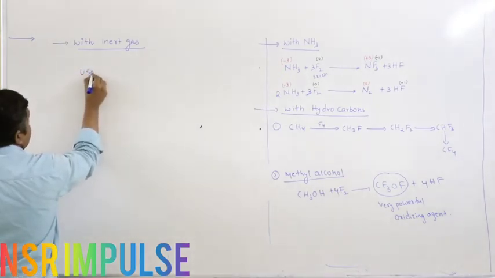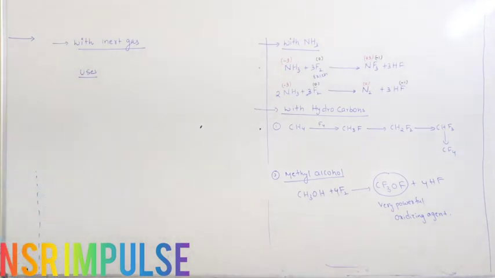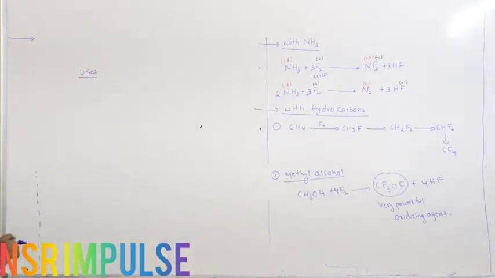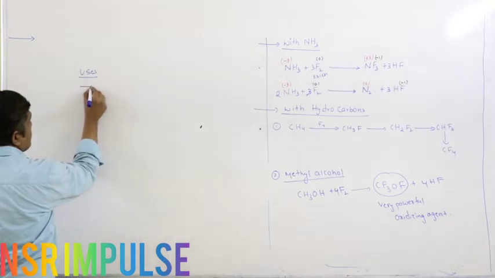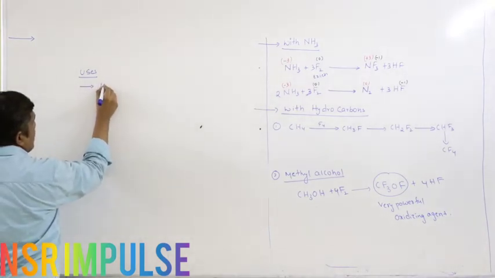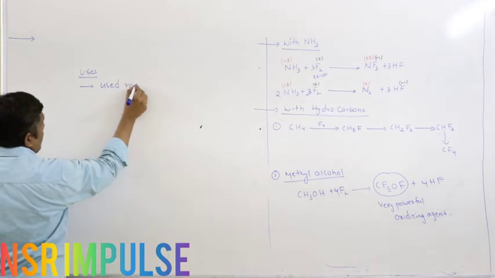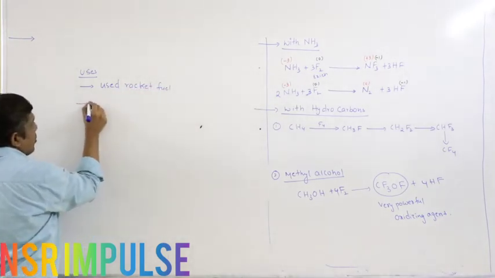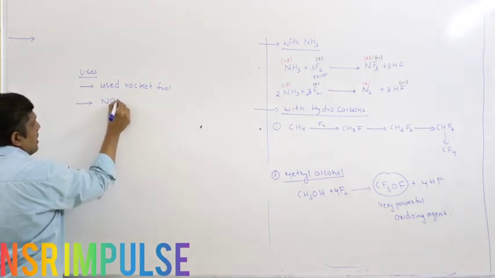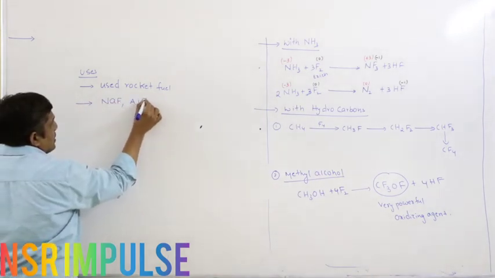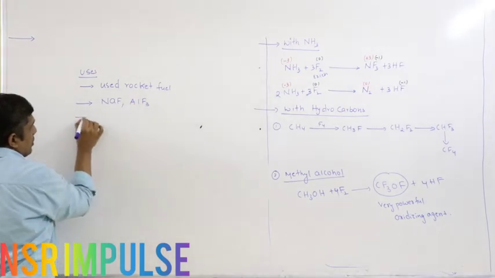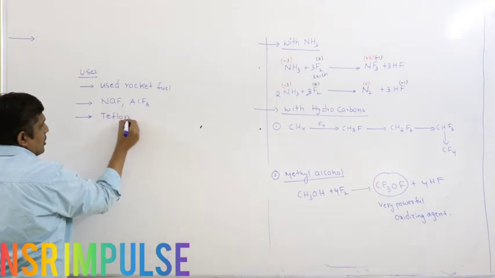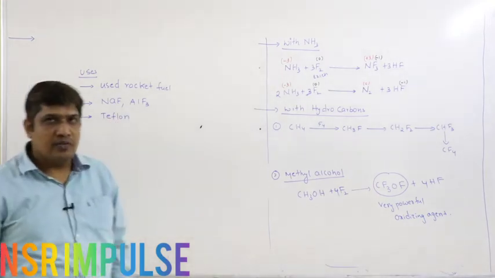Uses of fluorine. Fluorine is used as rocket fuel because most of its reactions are spontaneous. It is used in the preparation of important compounds like NaF, AlF3, and compounds like Teflon, CF2=CF2, C2F4, Teflon, tetrafluoroethylene.